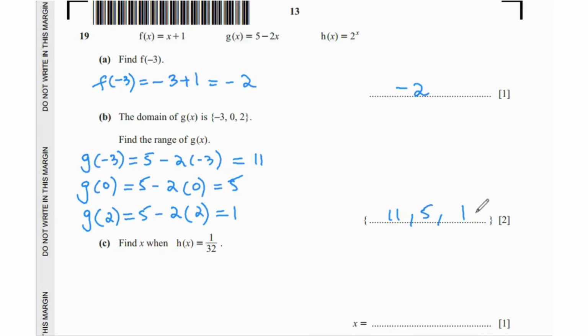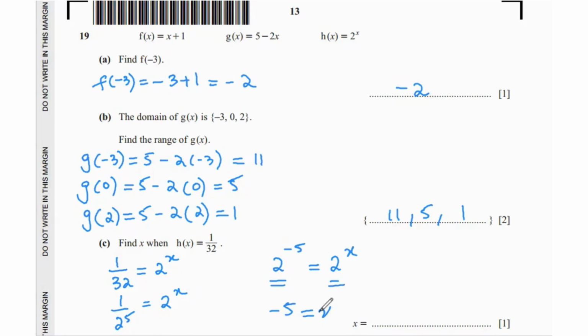Then it says find x when h of x is equal to 1 over 32. So 1 over 32 equals 2 to the power of x. 32 can be rewritten as 1 over 2 to the power of 5. So now we bring 2 to the power of 5 in the numerator. So that changes the power to negative 5. Now if you compare, both the bases are the same. So that means the powers are also going to be equal. So x is negative 5.